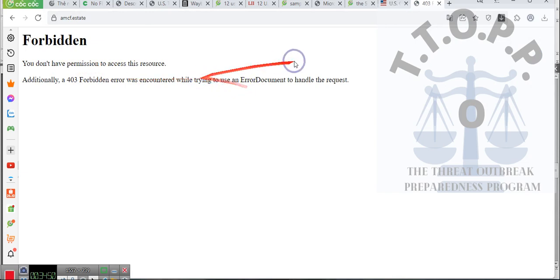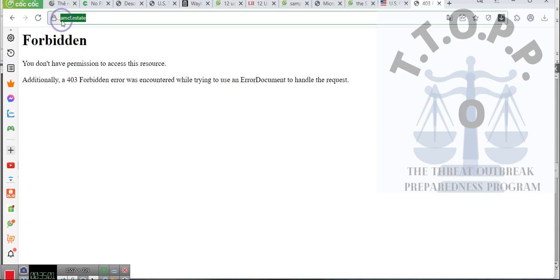It is not complete yet. It's forbidden now because we haven't done anything, okay? And that's why there's an error. They have to populate it. It's already paid for. This is ours. AMCF.estate. We chose the estate and the AMCF because AMCF is a real estate company that we own, and estate, ladies and gentlemen, is what we're dealing with.